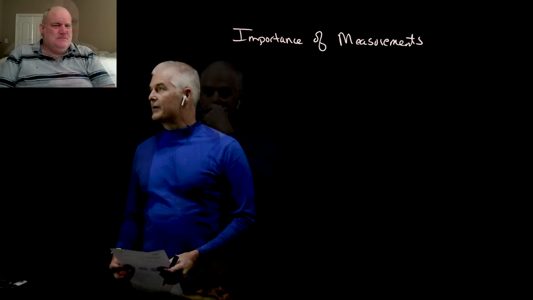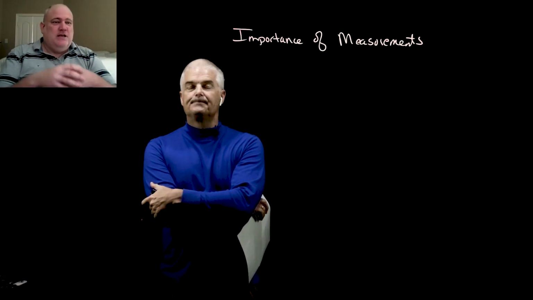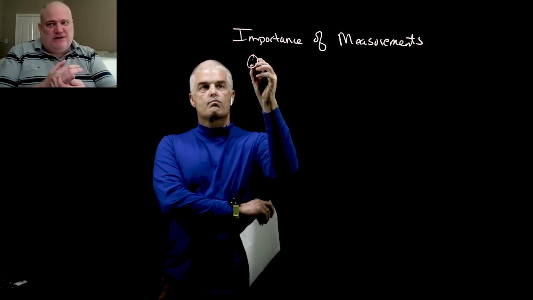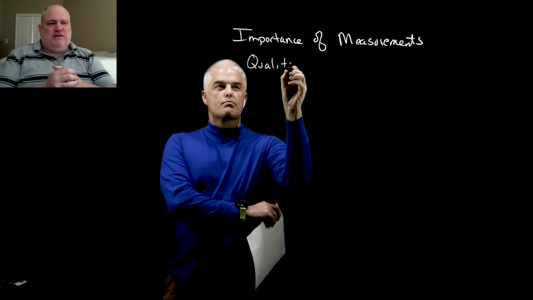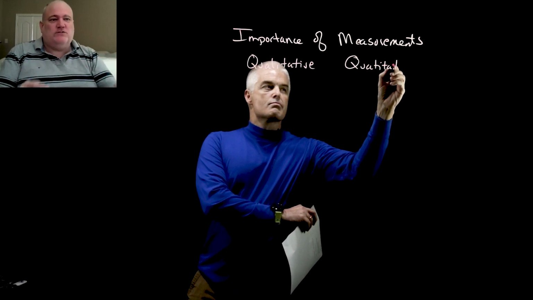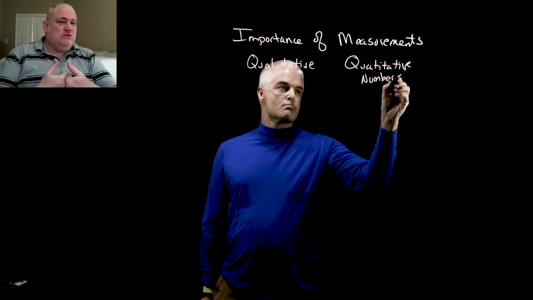Mr. D, what do you want to share with us? Let's talk about how we make observations before we actually talk about how we do measurements. Sometimes we make an observation that has a number in it, and sometimes we make an observation that doesn't have a number in it. If there's a number involved, we call those quantitative. And if there's not a number involved, we call those qualitative.